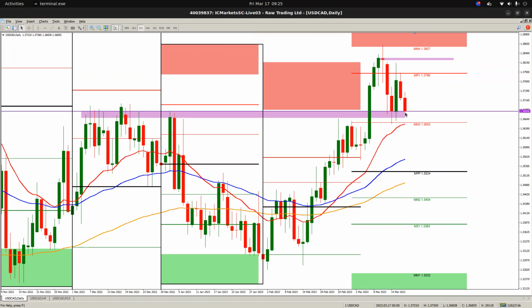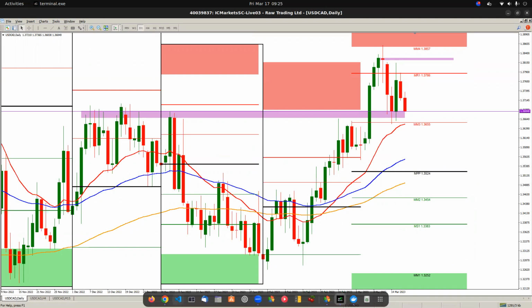Okay. This over here is the same as Aussie USD, right? This is not singing a beautiful bullish song, like Aussie USD isn't singing a beautiful bearish song. If you want to exercise your bias, wait for better bullish opportunities.